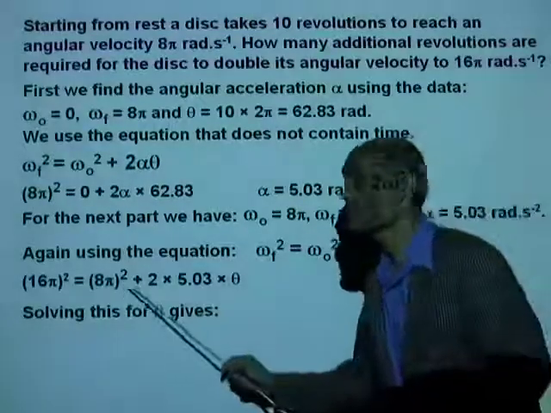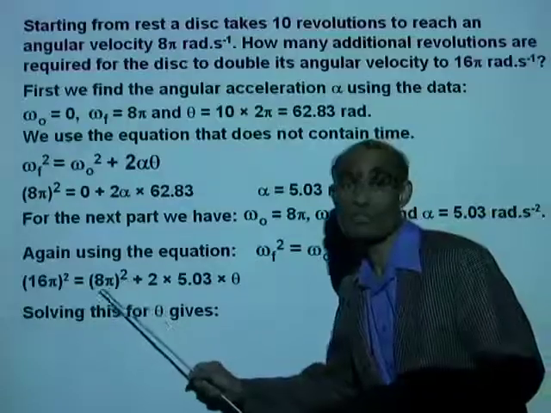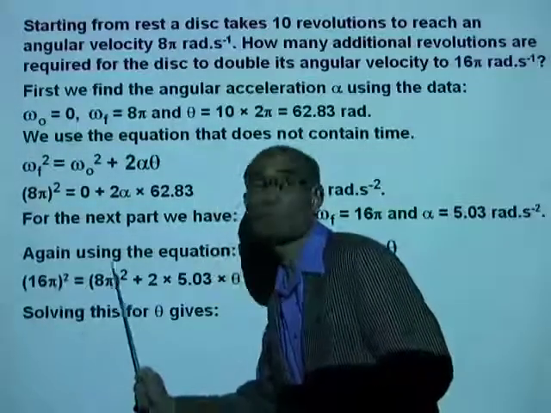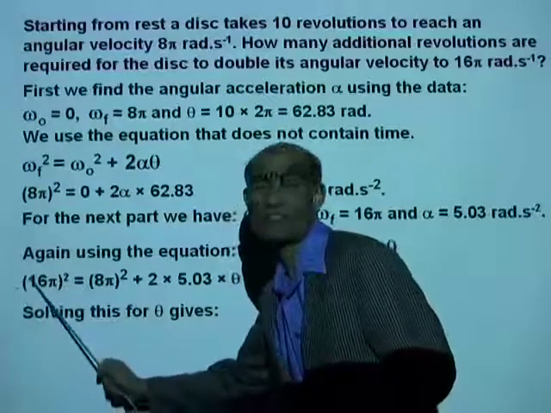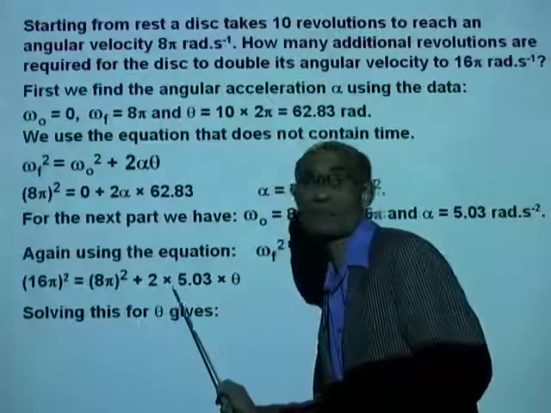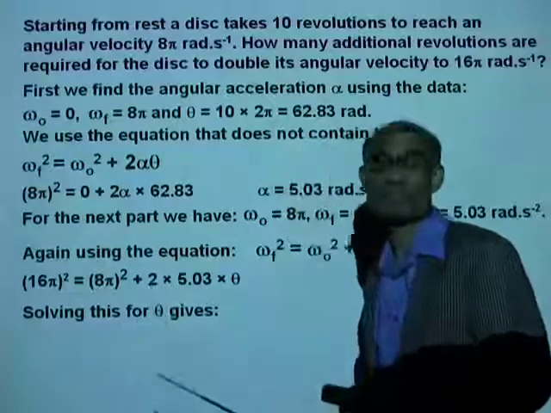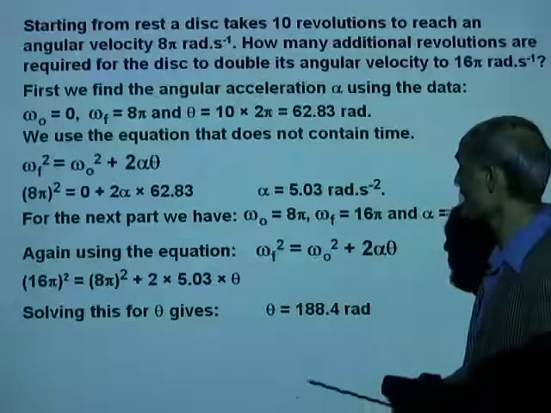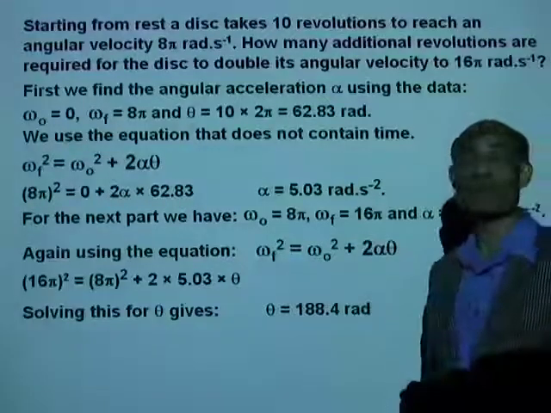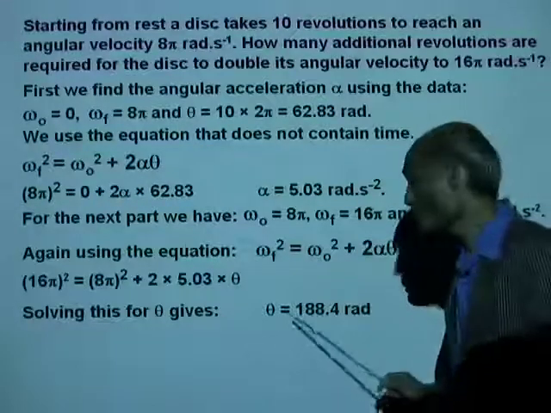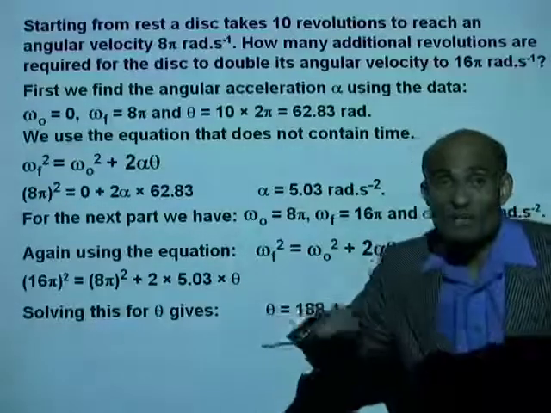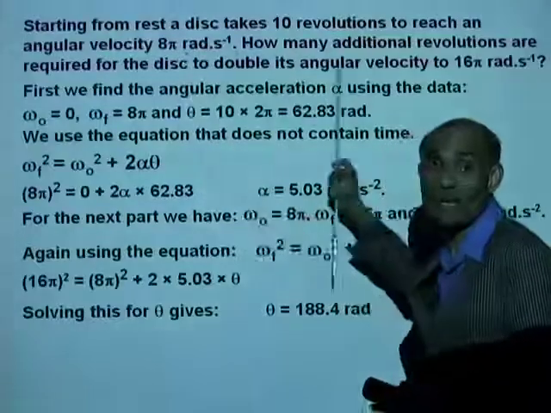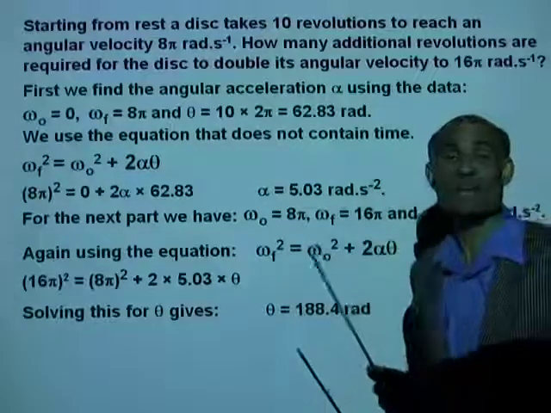And solving for theta gives, I want you to do this on your own. It will be this quantity minus this. Evaluate that first. And then divide it by 2 times 5.03, and that gives me theta equal to 188.4 radian. Now this is the additional angular displacement from 8 pi radian per second to 16 pi radian per second.